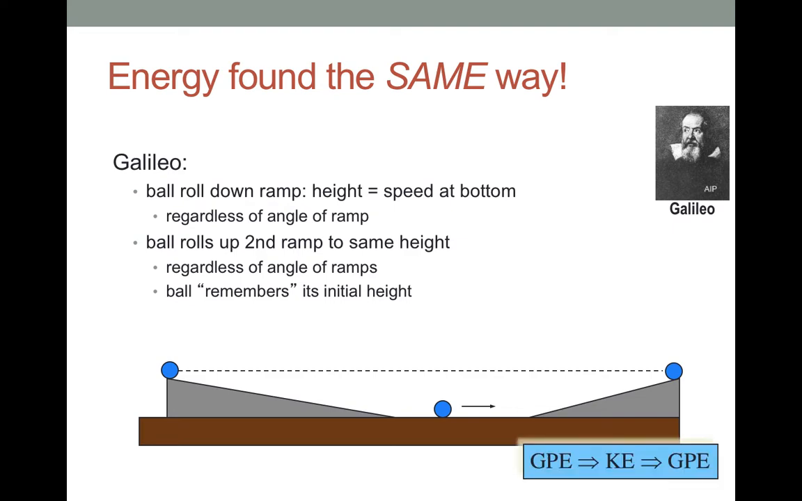What he had discovered, without realizing it, was he had a ball that started with a certain amount of potential energy, it got converted into the same amount of kinetic energy, and then was converted back into the same amount of gravitational potential energy, which was just proportional to the height of the ball above the ground. He did not use that terminology to describe what he had uncovered, but that's what we would currently describe it.